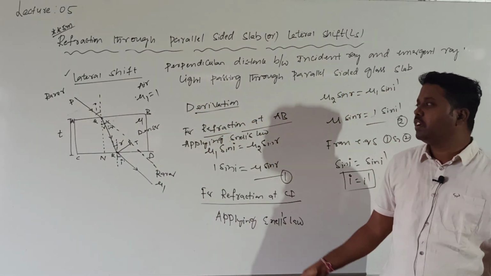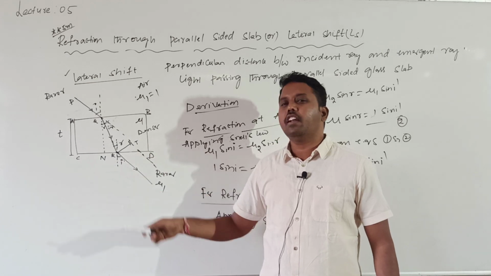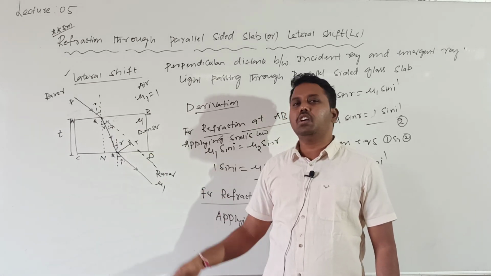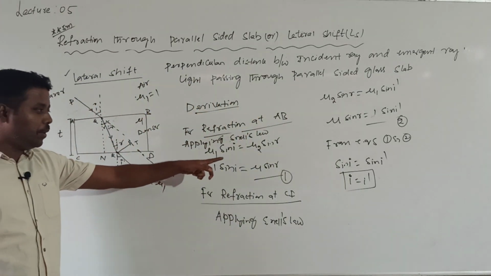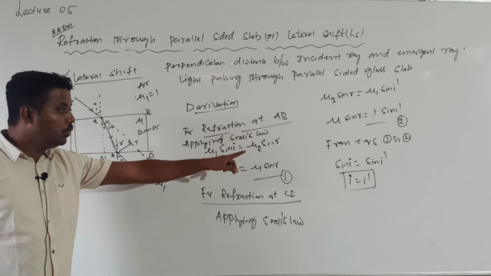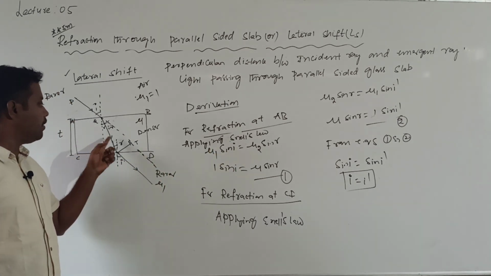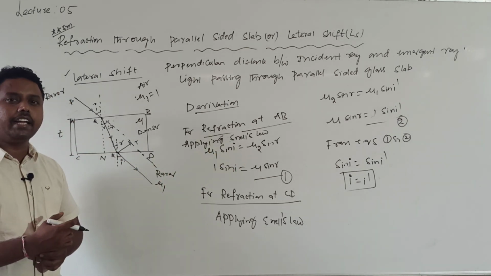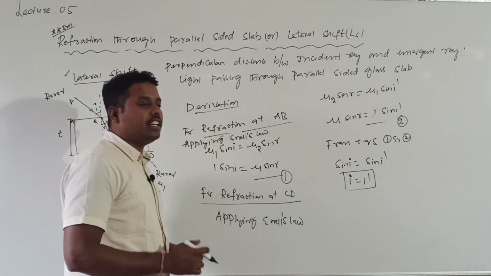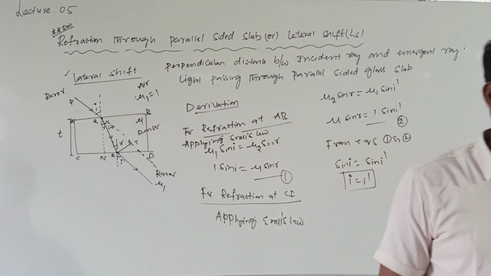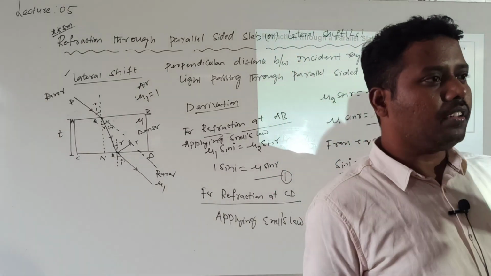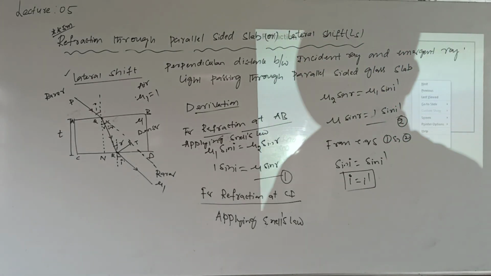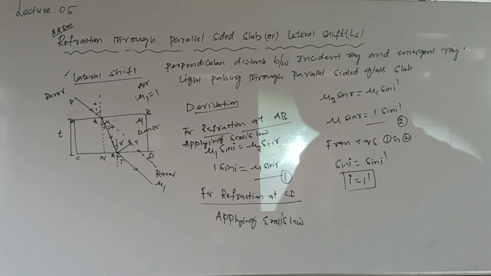Even we can prove, if I call them R1 and R2, that R1 is equal to R2. Why is R1 equal to R2? We proved that I is equal to I dash. When I is equal to I dash, we can prove R1 is also equal to R2. Are you getting it? Whenever the angle of incidence is equal to the angle of emergence, we can say that the incident ray and the emergent ray are both parallel to each other.